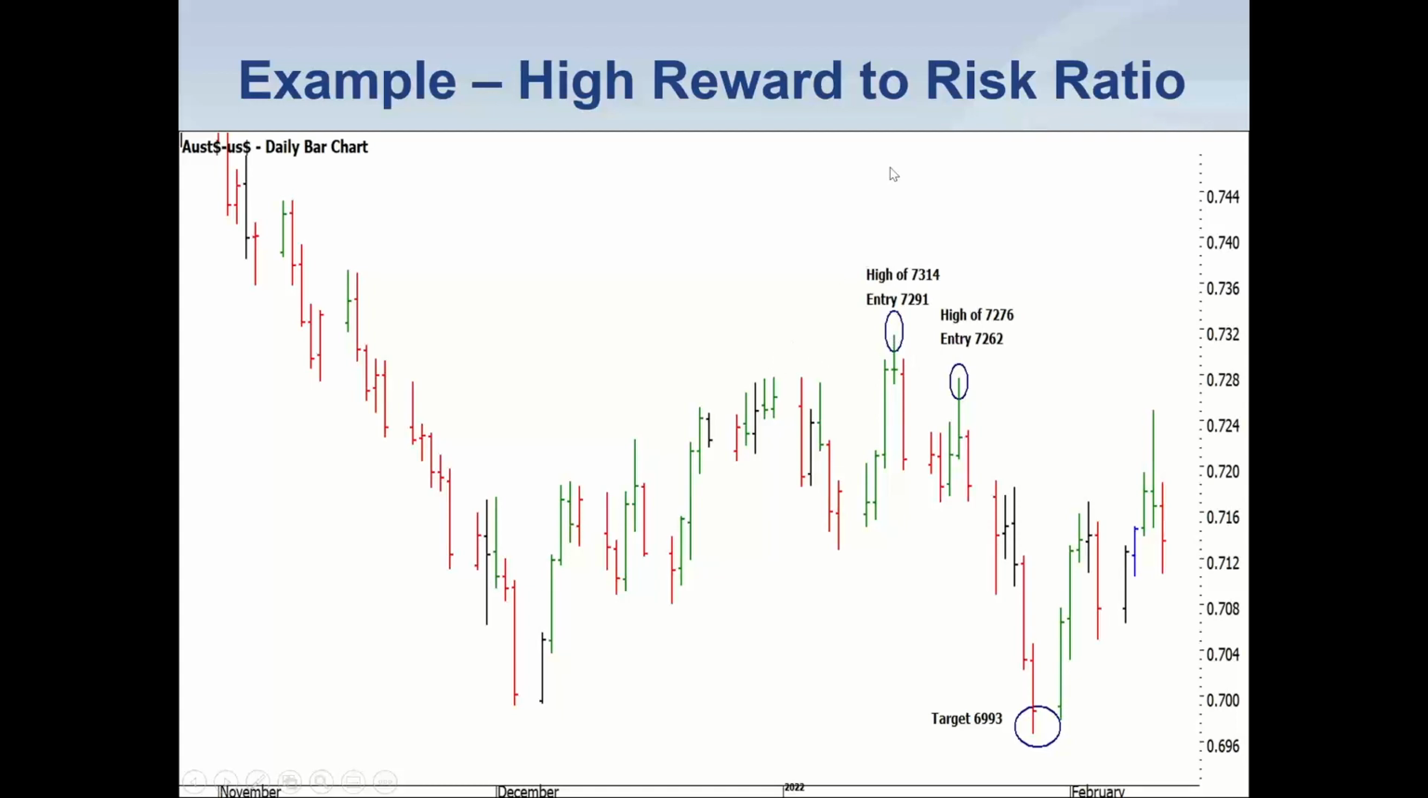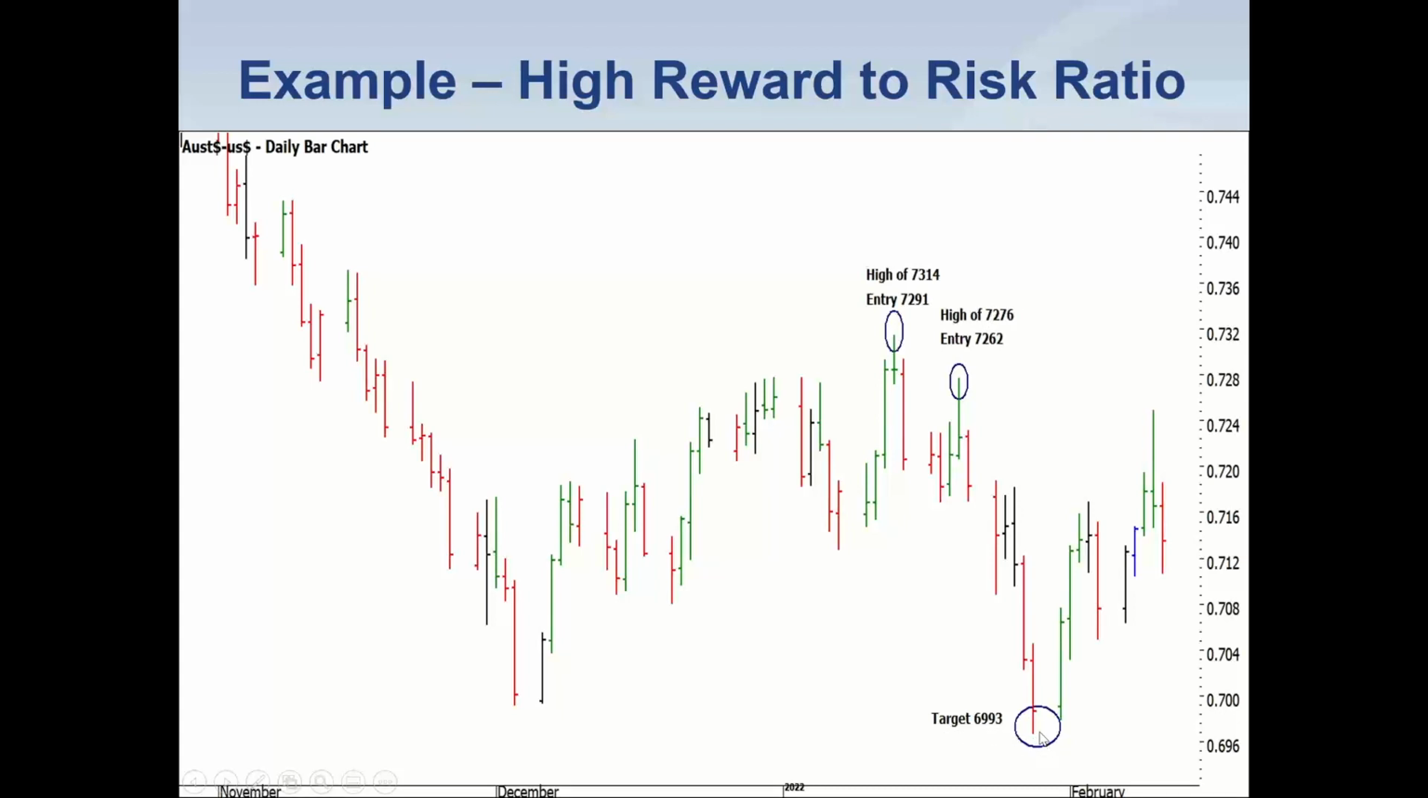This is just about position sizing and reward to risk ratio. We're going to walk it through for these examples. But the first trade there, entry at 72.91, second trade, entry at 72.62, stop losses 1 point above the high, and target down here at 69.93.